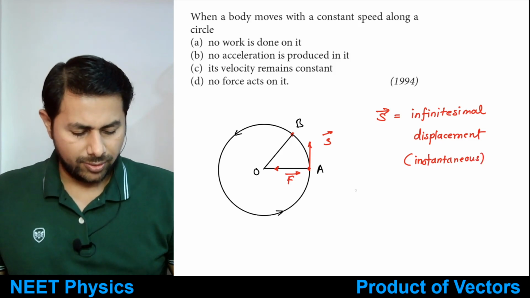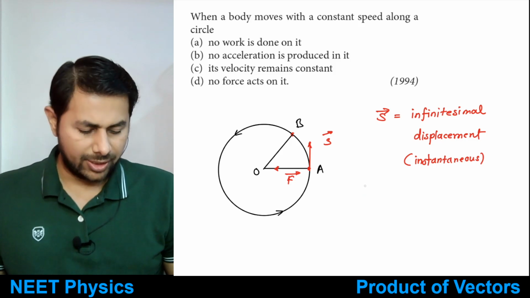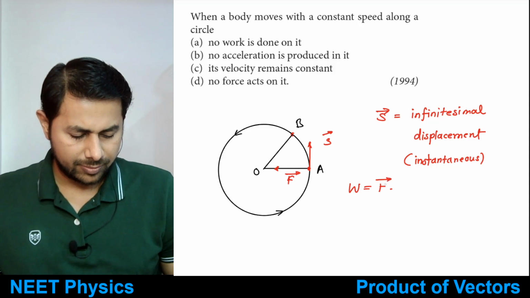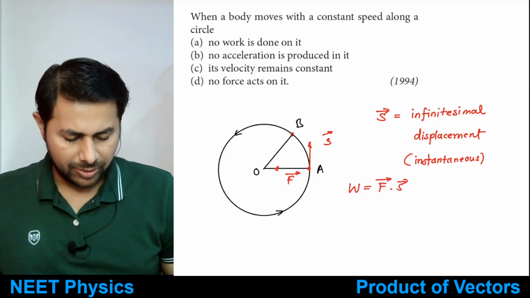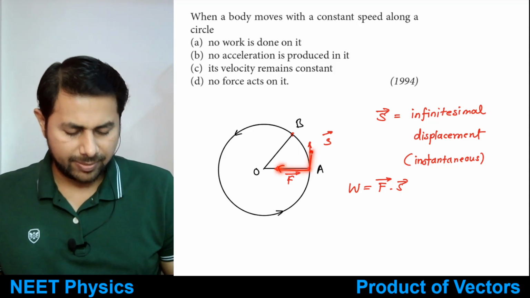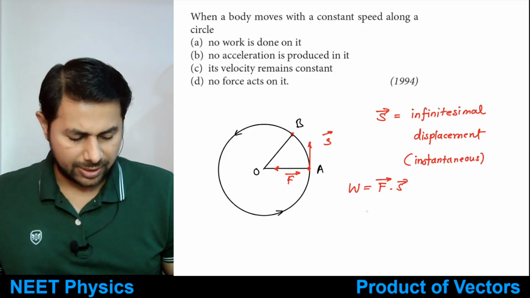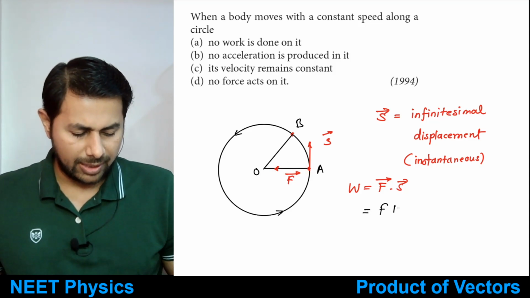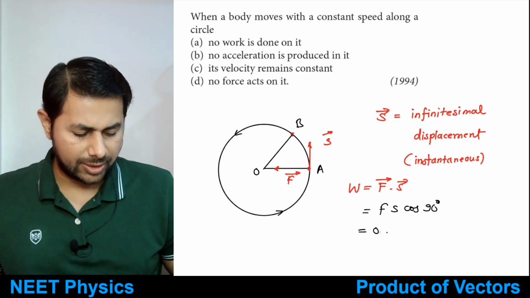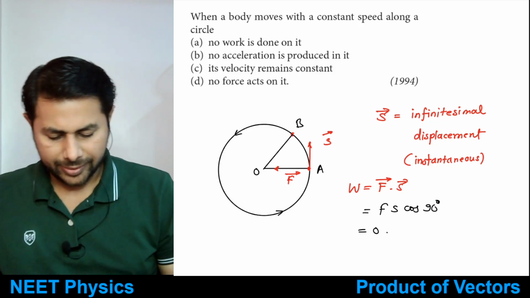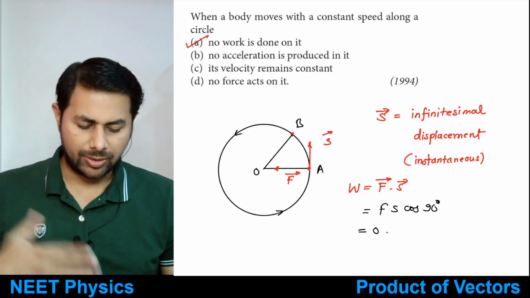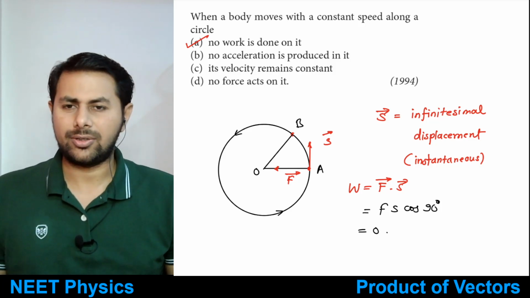Okay, so it's always tangential, and therefore work done is equal to what? F bar dot S bar. The force, we know, is the centripetal force, always directed towards the center. So this F bar and S bar are always perpendicular to each other, and therefore the work done is F multiplied by S multiplied by cos of 90 degrees. Cos 90 is 0, and therefore work done is equal to 0. Okay, this is the answer. No work is done on it.